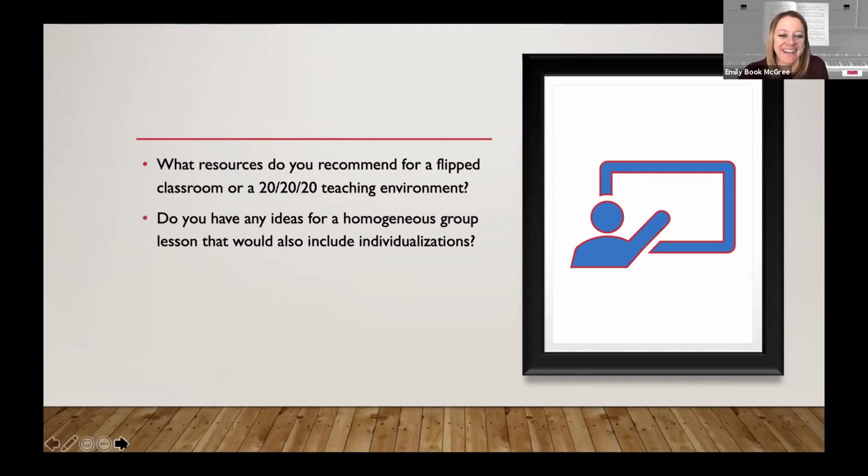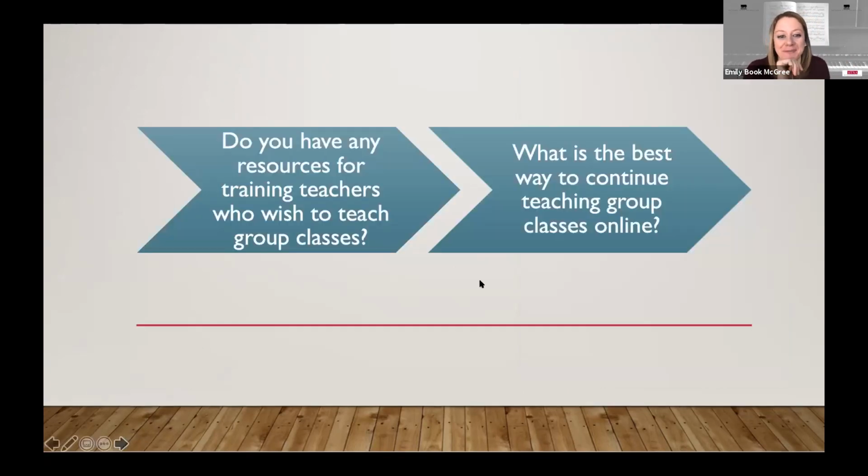Okay, moving on. Do you have any resources for training teachers who wish to teach group classes? This is also something we were talking about amongst the three of us. I wish I had a giant binder or a set of videos to pass along to you, but there's not one size fits all for this, I don't think. If you do not already have a couple of textbooks, I would recommend purchasing those.